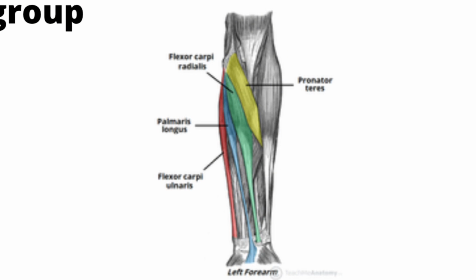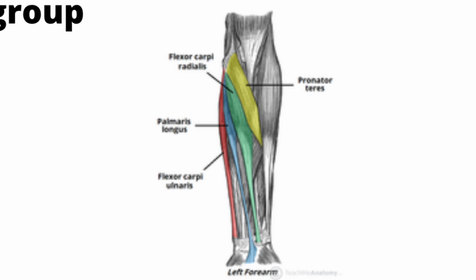Superficial layer: pronator teres. Origin: humeral head and ulnar head. Insertion: lateral surface of the radius. Functions: pronates the forearm and assists in flexion at the elbow. Innervation: median nerve. Flexor carpi radialis.